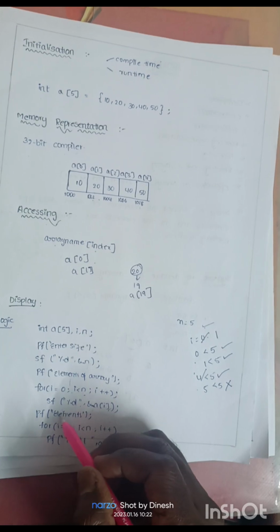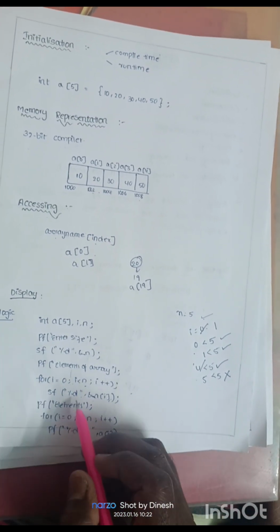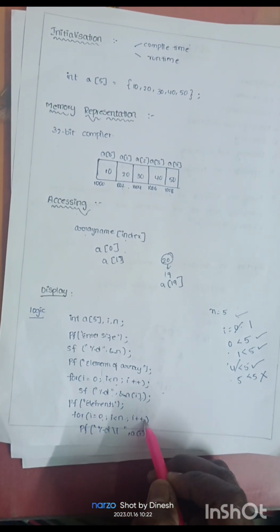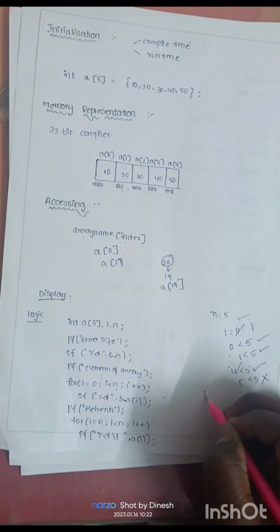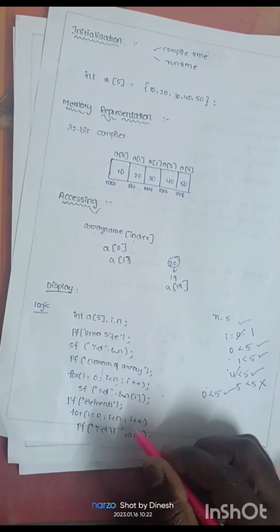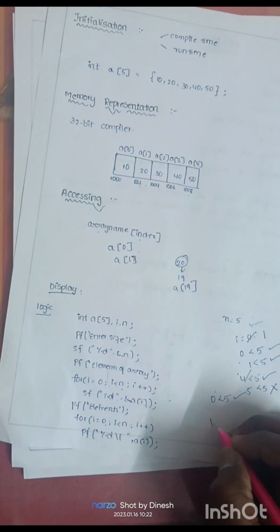the loop. Then printf "elements in the array are". For more than one element we are using for loop only. For I equals to 0, I less than n, I plus plus. Here I equals to 0, 0 less than 5, condition is true. Printf %d, \t, a of I. A of 0 means 10. 10 will be displayed here.